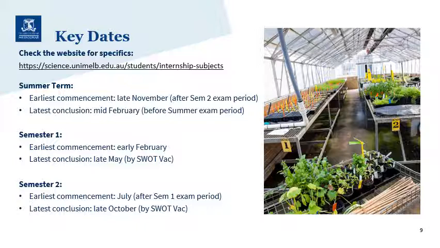Semester 1, earliest commencement is early February, and latest conclusion is late May before SWOT vac. Semester 2, earliest commencement is July after the semester 1 exam period, and the latest conclusion is late October before the SWOT vac period. You'll note that there is no winter intake.